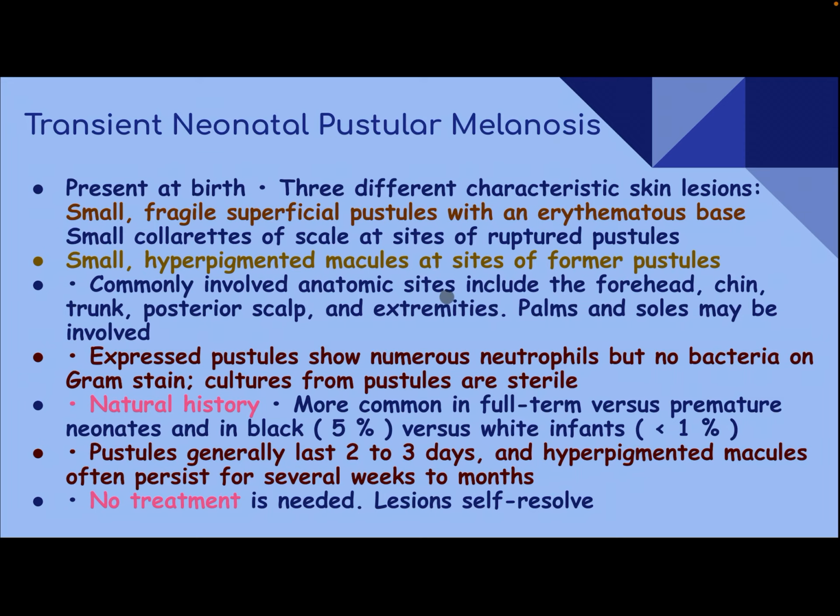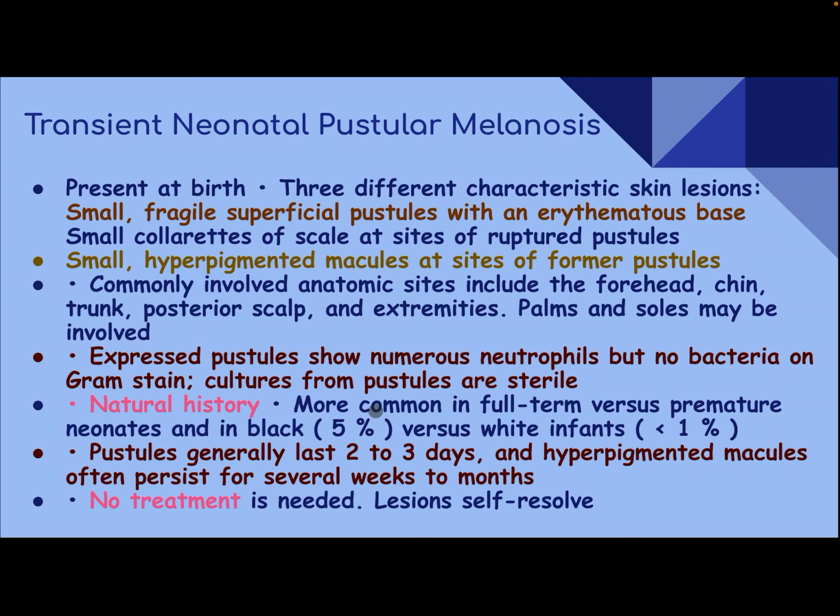Commonly involved anatomic sites include forehead, chin, trunk, posterior scalp, and extremities. Palms and soles may be involved. Expressed pustules show numerous neutrophils but no bacteria on Gram stain. Cultures from pustules are sterile.